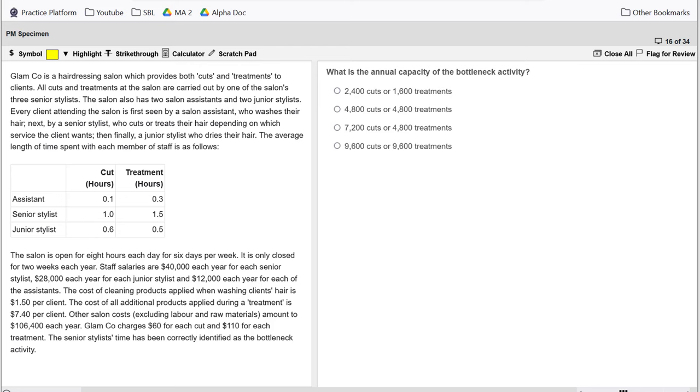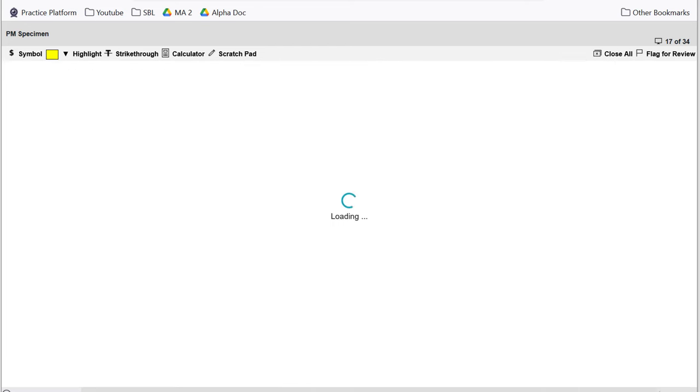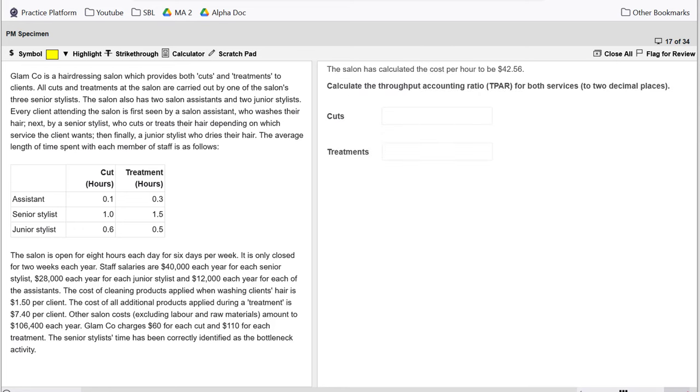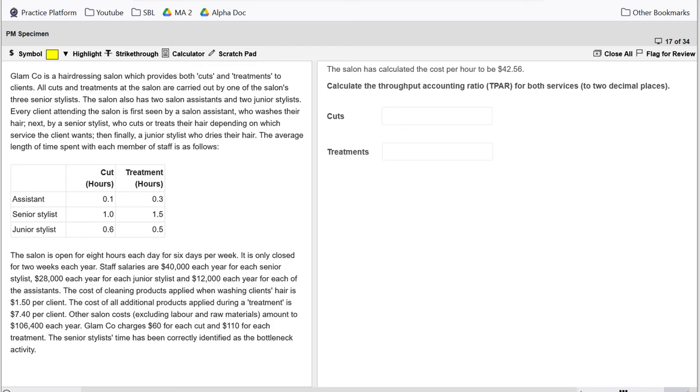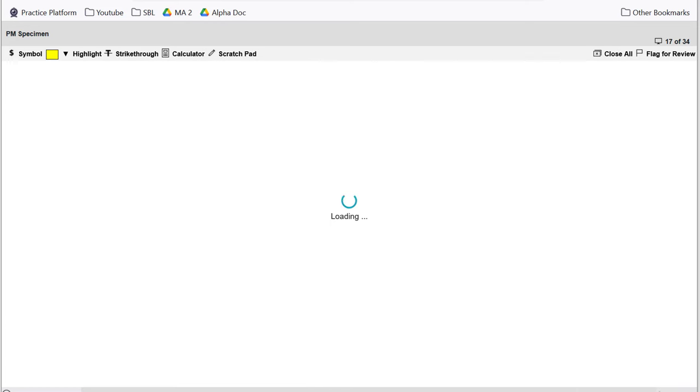If we look at this question, we've got 2 products and 3 types of workers. So that's potentially 6 calculations we've got to do to get this one right. That's a lot of work. Moving on to the next one. Throughput accounting ratio for 2 products. That's more than 2 marks of work. That's a lot of work to get that done. So I would skip these first 2 questions. I would keep moving through.